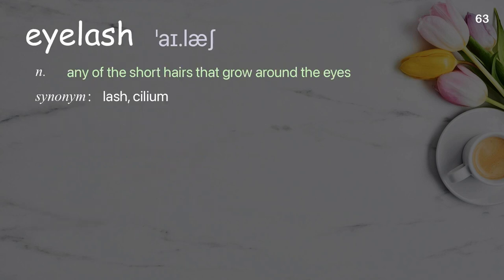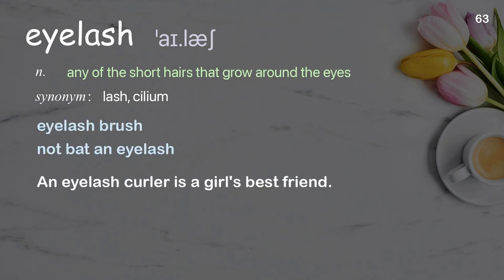Eyelash. Any of the short hairs that grow around the eyes. Examples: Eyelash brush. Not bad an eyelash. An eyelash curler is a girl's best friend.